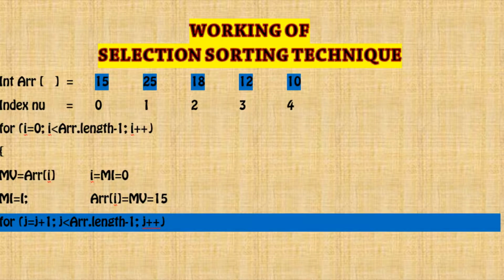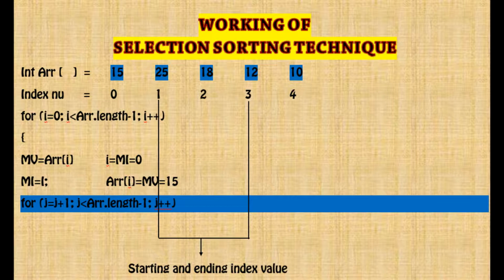Now to start the inner loop again we need the iterations. Already we have the first index, so we can compare with the next element, that is j equals i plus 1. So the starting index value will be 1 and the last index value will be 3 plus 1, that is 4. So j will go from 1 to 4.